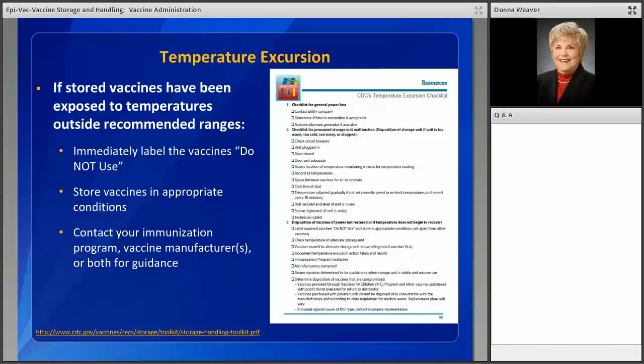Now, there's an image of CDC's temperature excursion checklist on this slide. It's available in CDC's Storage and Handling Toolkit. So if you have an excursion, you can use this checklist to collect and document the information that you'll need when you call for guidance.